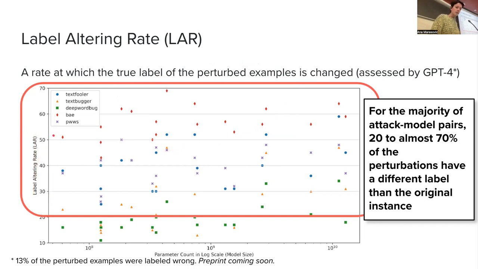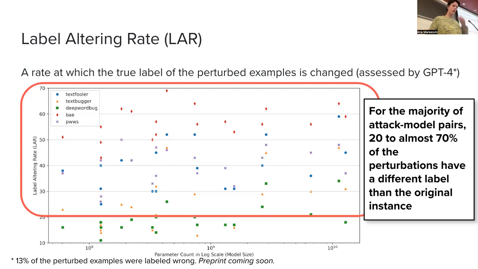On the y-axis is the label altering rate, which we measure with GPT-4. So basically, we take the perturbed versions of our examples for each model here and for each attack. For example, this point here might be T5. We are attacking T5 with, let's say here, TextFooler, and we give those perturbations we have created with TextFooler for T5 to GPT-4, and we ask GPT-4 to tell us what the label is. Now, if the label from GPT-4 is different from the true label of the original example, we say that the label has altered.